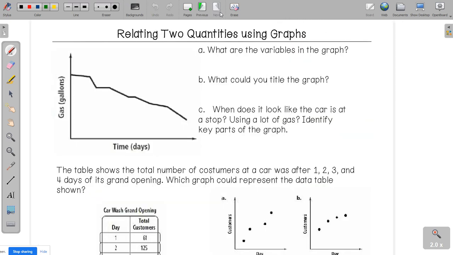So let's look at some graphs here, and we are going to be relating the x and y. So we have gas in gallons and time in days. What are the variables used in the graph? Time and gas.